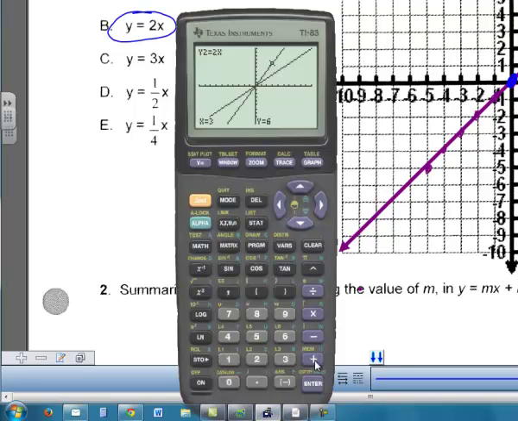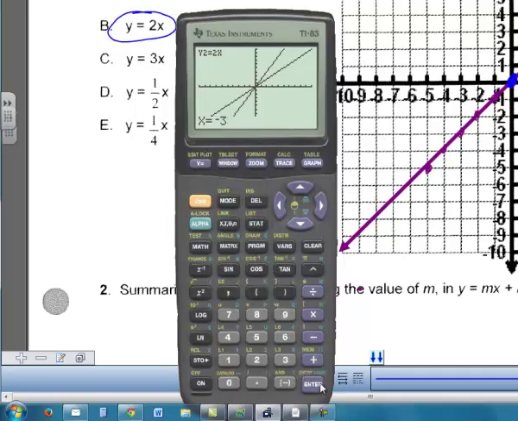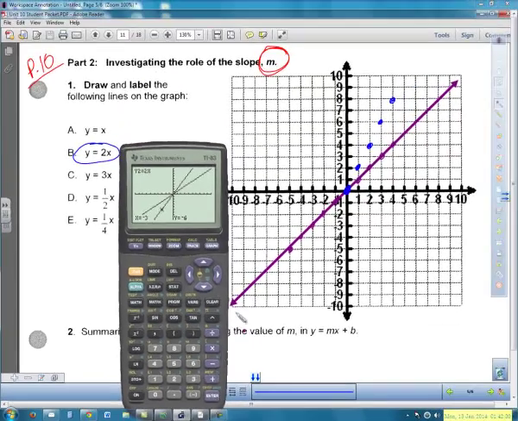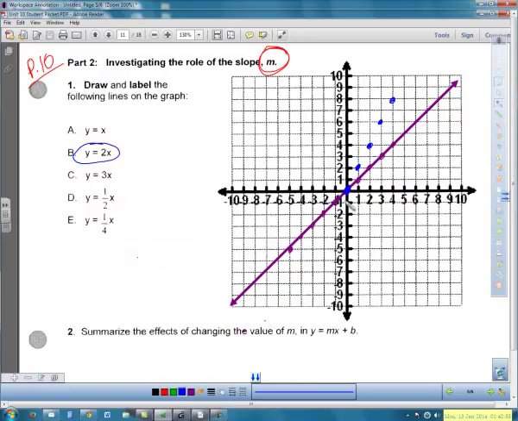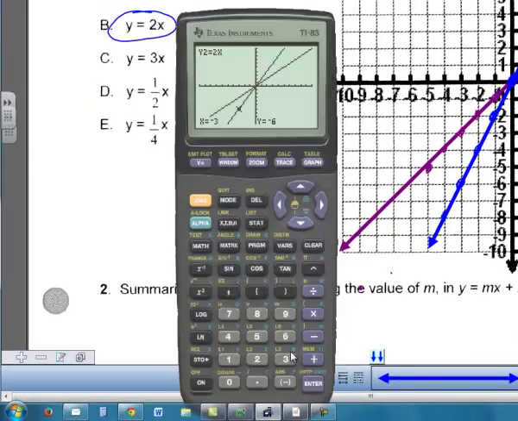Let's take a look. If I want to know where negative 1 put my y, it's at negative 2. Negative 2 puts my y at negative 4. Negative 3 puts my y at negative 6. Alright, so let's go ahead and plot those points. I'm going to draw my line for that one. Okay, so now I have my line for y equals 2x.